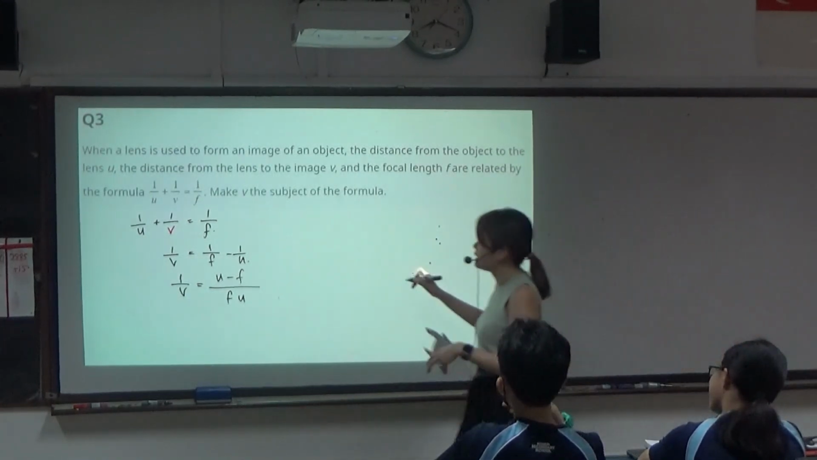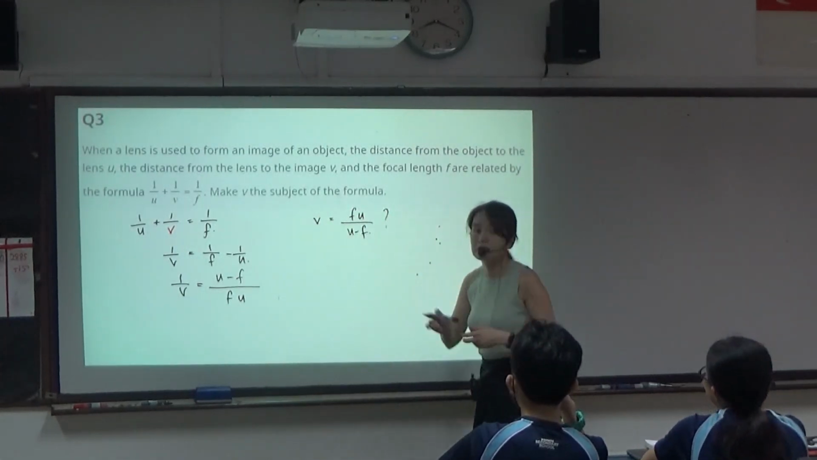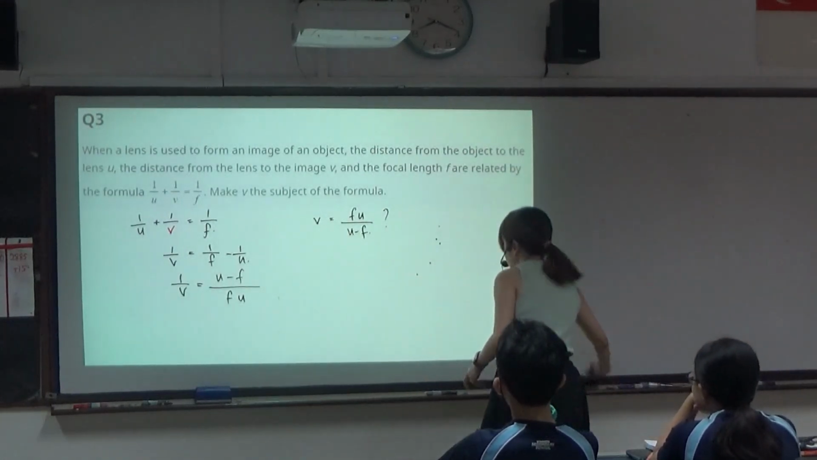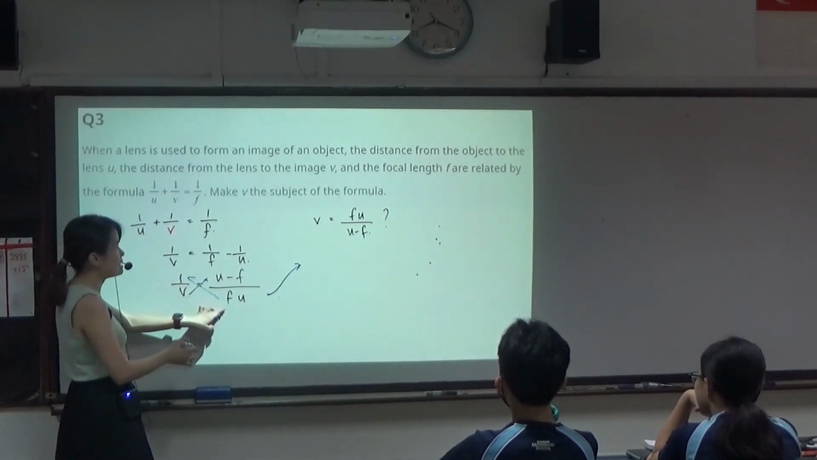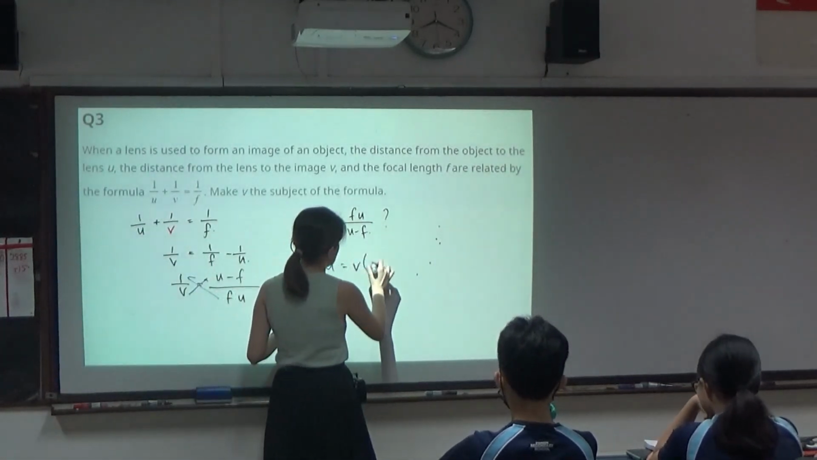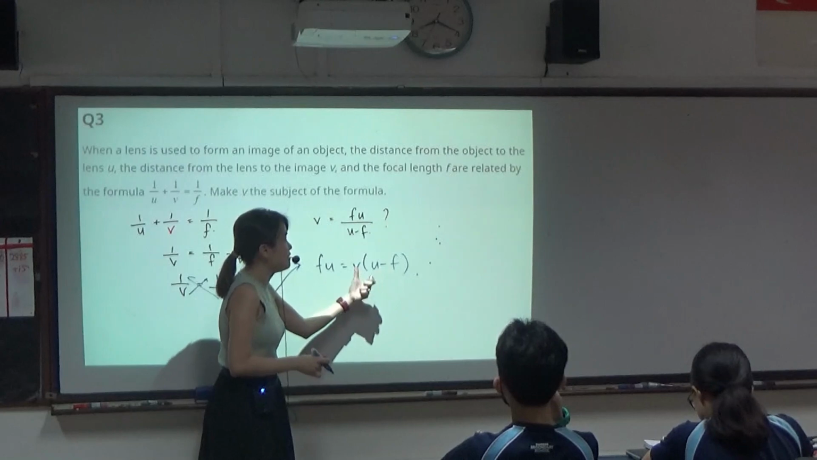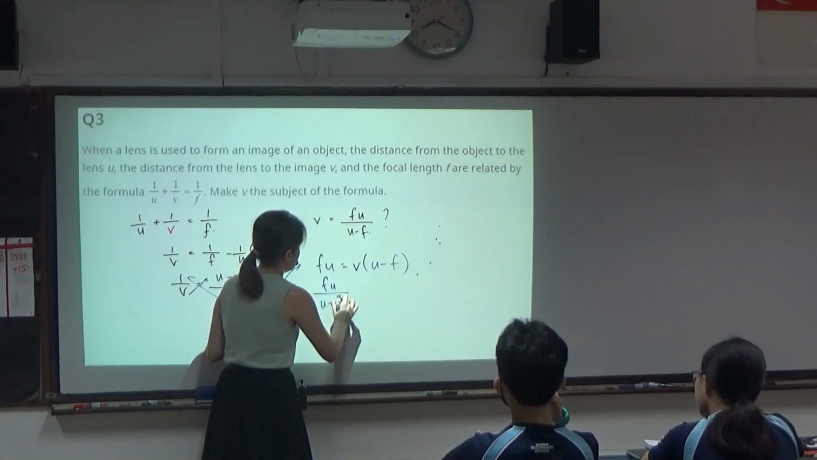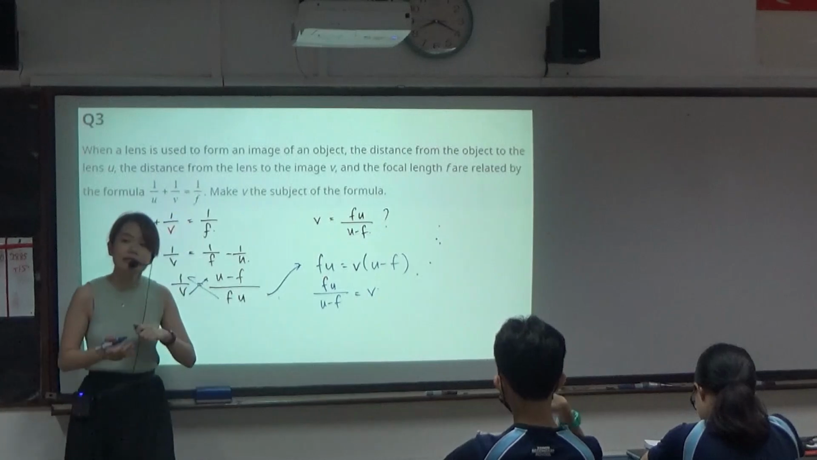Many of you were asking me, why is it that V equals FU over U minus F? That is a critical question that many of you have. The reason is because when I do my cross multiplication, I'll have 1 times FU and then V times U minus F. So if I want V to stand alone, my U minus F needs to be divided over, and therefore we see that V equals FU over U minus F.